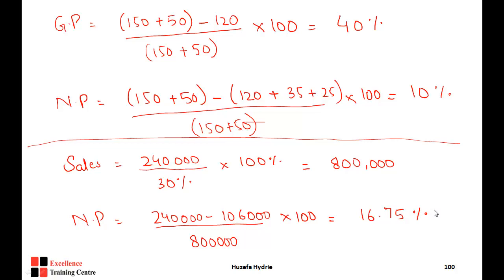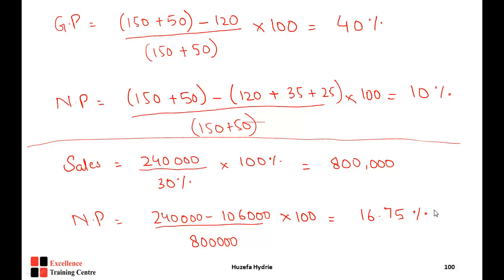Whenever the data is given to you in this form, you just divide the amount with its percentage. So, we were given gross profit 250,000 and gross profit percentage 30%. So, 240 were representing 30%. You multiply it by 100% because sales is 100%. Great.